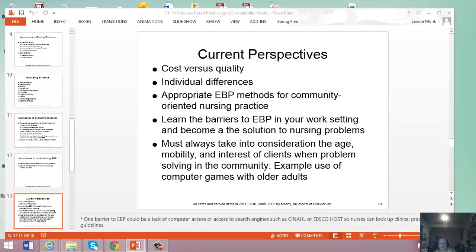You want to learn the barriers to evidence-based practice for your work setting and become the solution to nursing problems. So you want to be a part of that solution, and you always have to take into consideration, for example, the age, mobility, and interest of clients when problem solving in the community. An example of that would be if you came up with an intervention, did a study in the community, and found that you needed to do some education with the older adults, and you decided that the use of computer games would be a good idea.